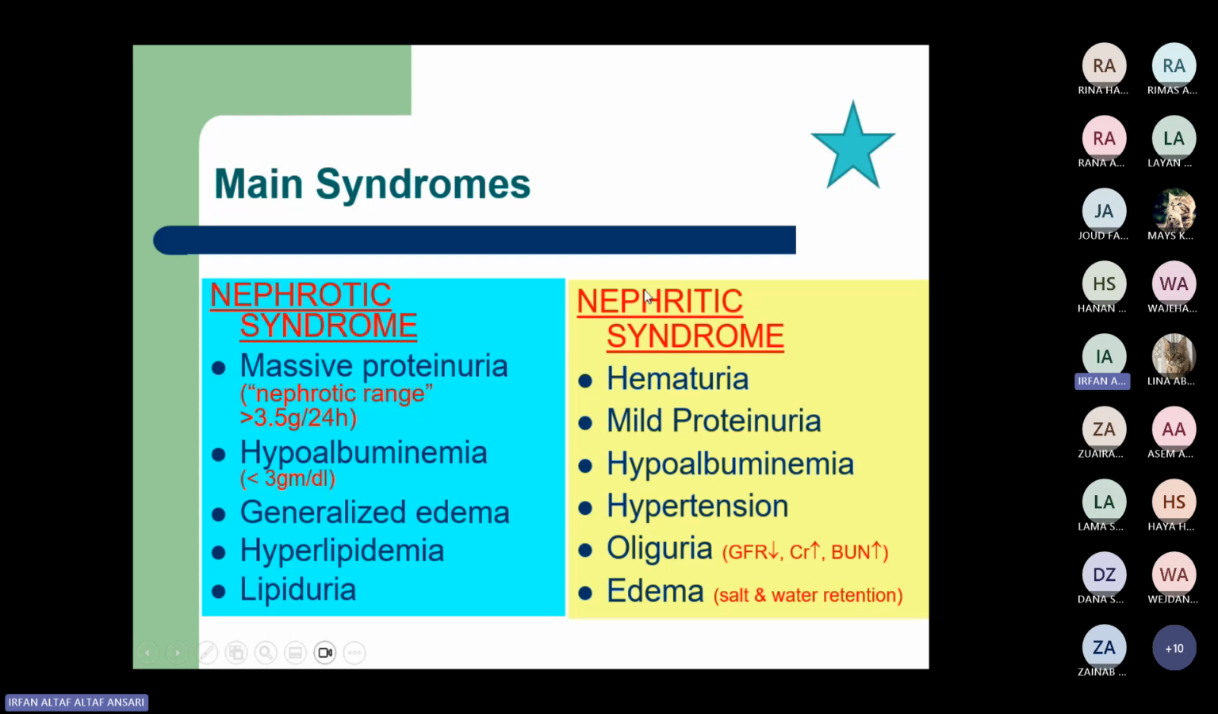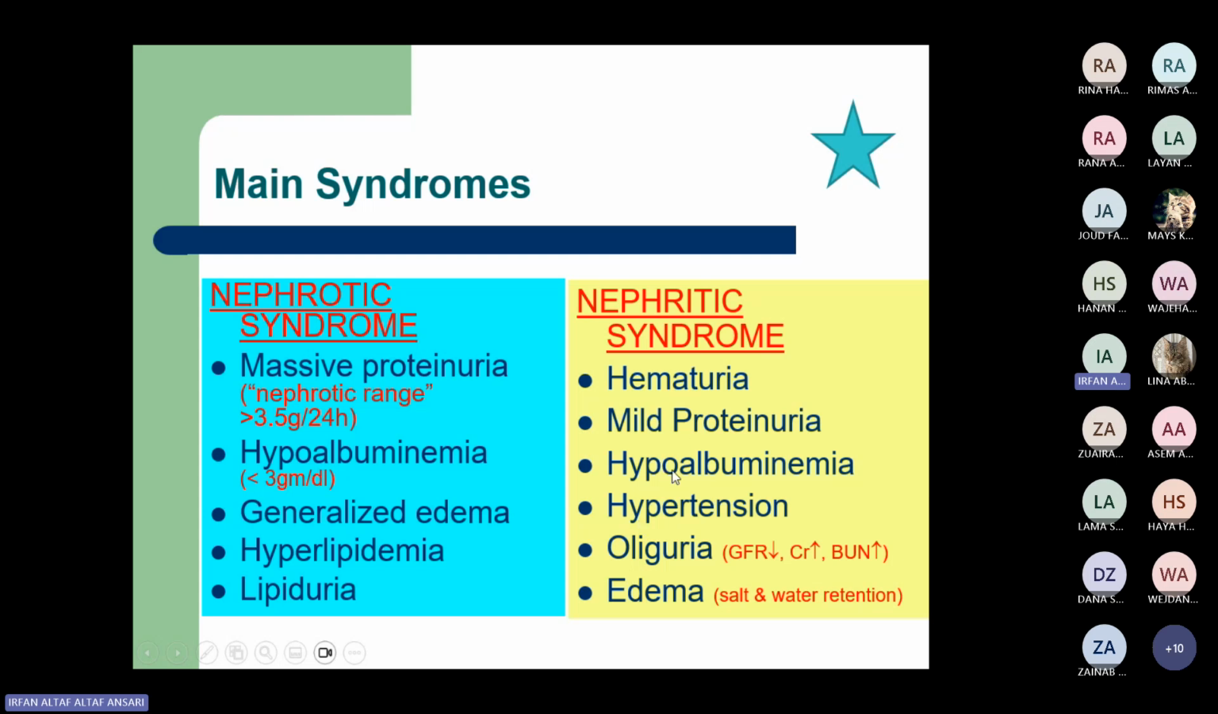What do you see in the nephritic syndrome? Here the basic manifestations are hematuria, mild proteinuria, and hypertension. These are the three manifestations. The protein level never goes to the nephrotic range. Whenever it is more than 3.5 gram, you call it nephrotic syndrome. Whenever it is less than 3, that is known as mild proteinuria, along with hematuria and hypertension.